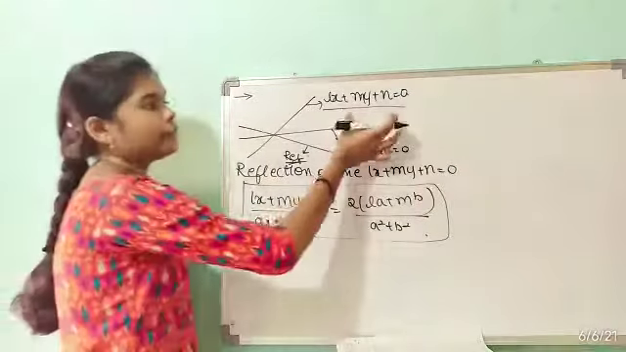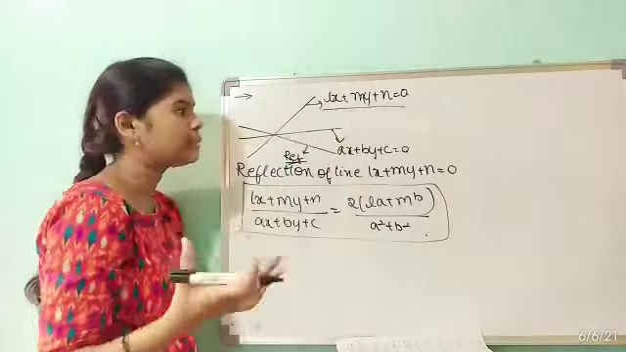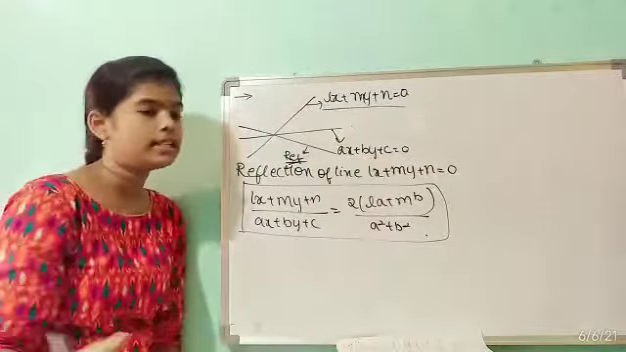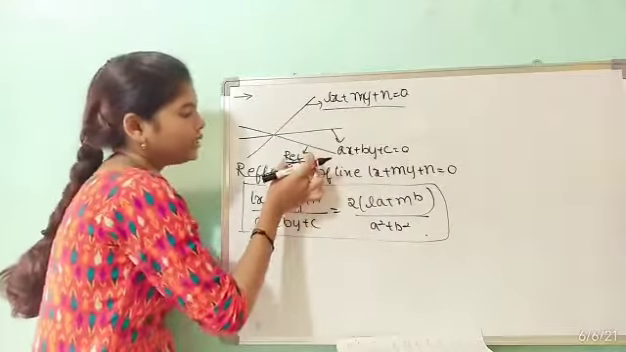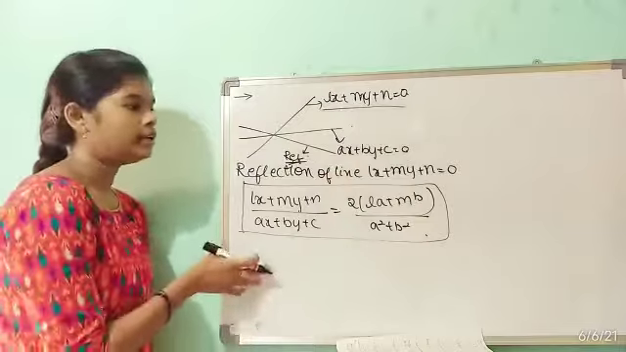Suppose you are given the equation 2x plus 3y plus 5 equal to 0 and, with reference to ax plus by plus c equal to 0, you have to find the reflection of the other line. You have to use this formula and substitute the values here.